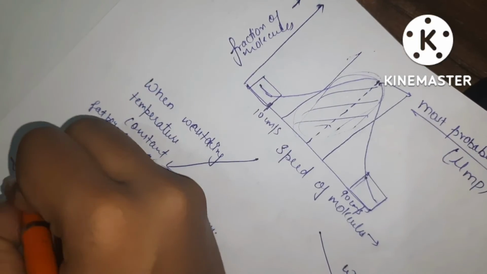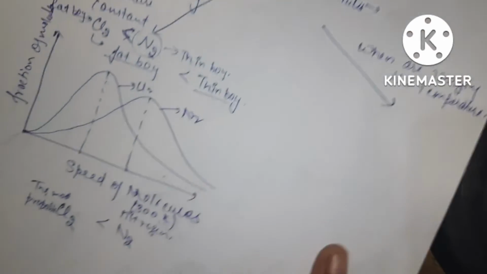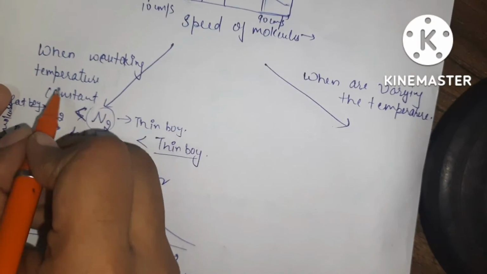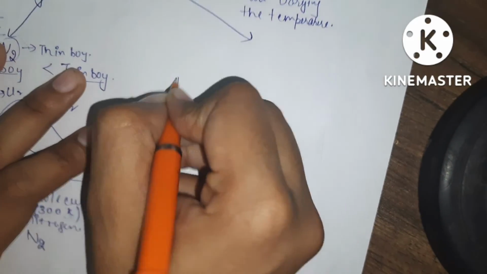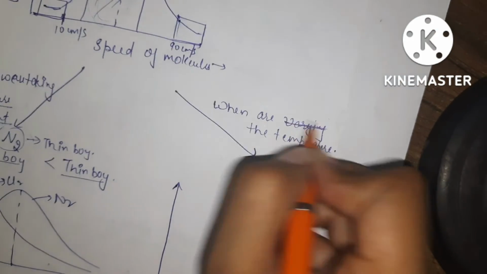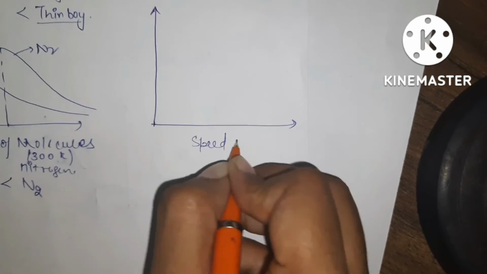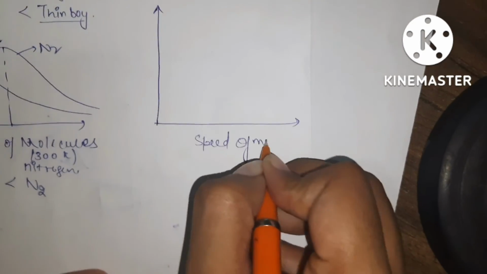Here I will plot the fraction of molecules. This is the curve when we are taking temperature constant, but mass is varying. Now if I plot at varying temperature, meaning at different temperatures, the speed of molecules changes, because from the kinetic gas theory, average kinetic energy is directly proportional to temperature. If the temperature is going to increase, the kinetic energy is also going to increase.